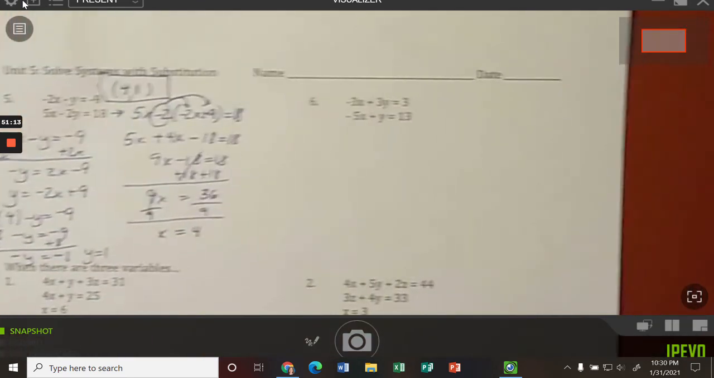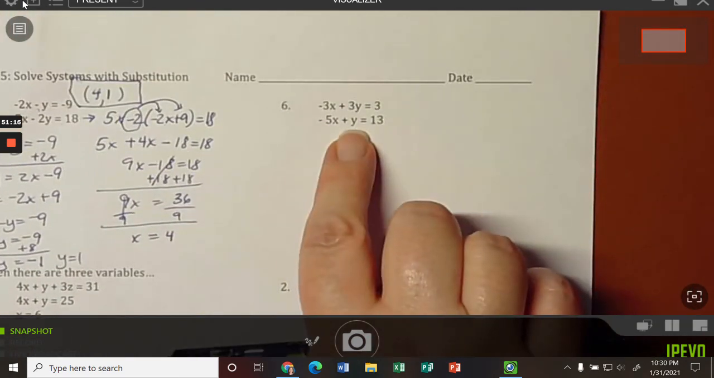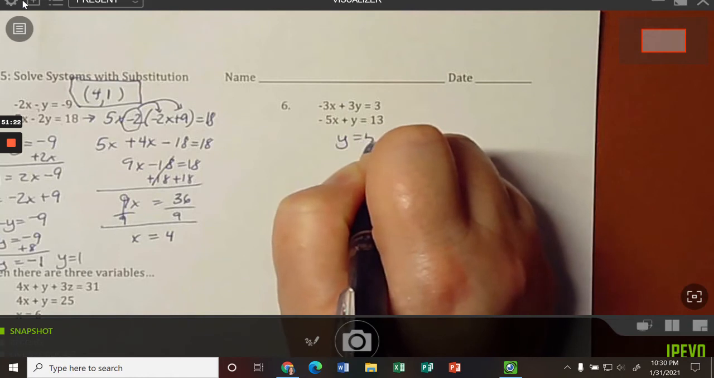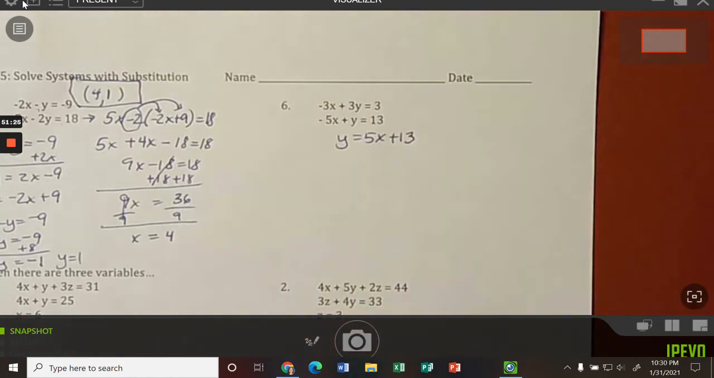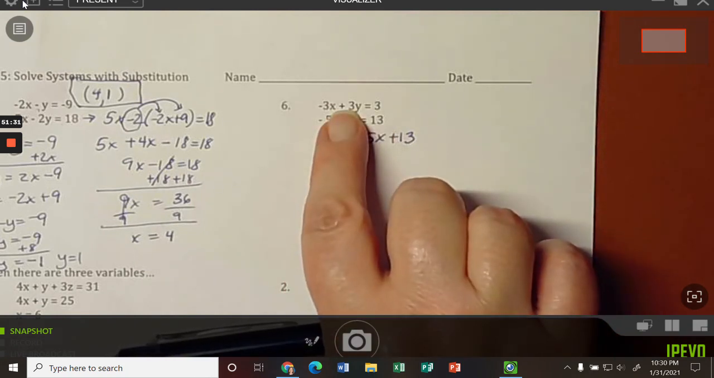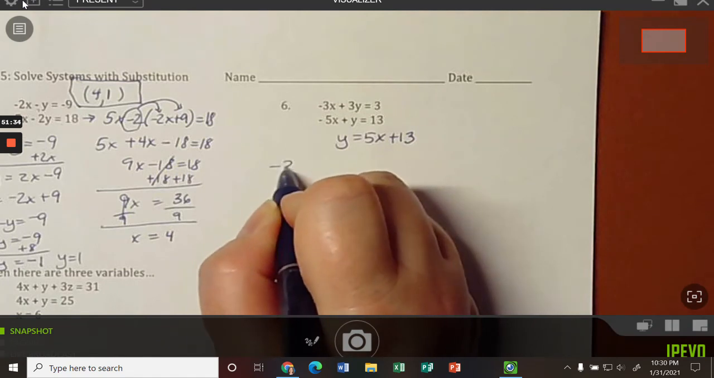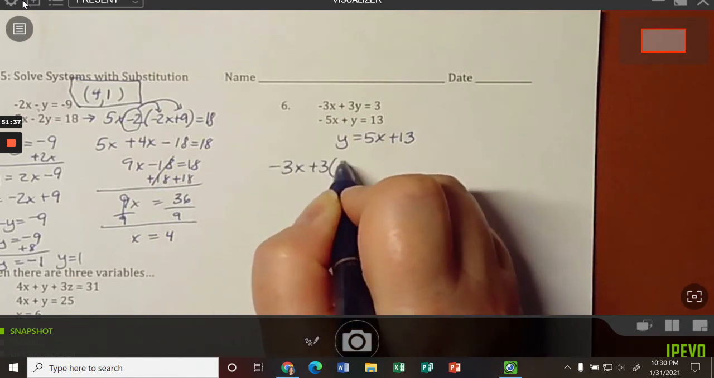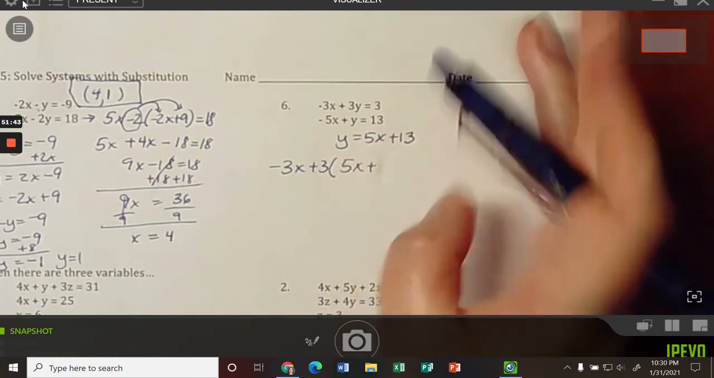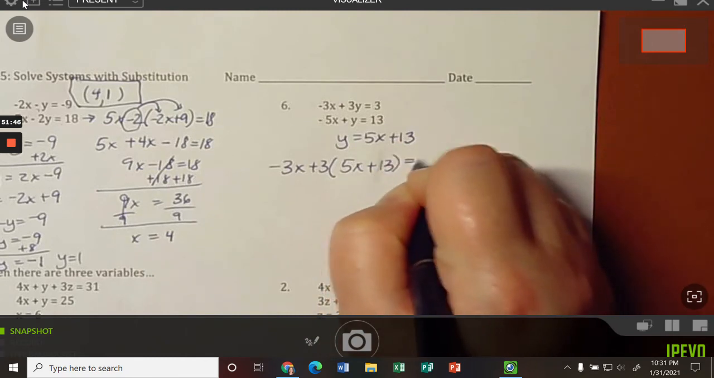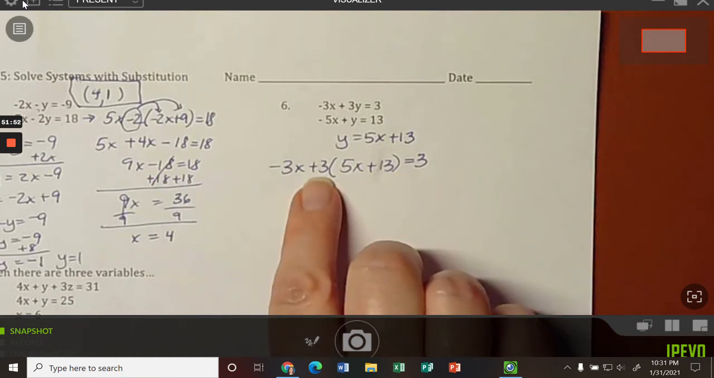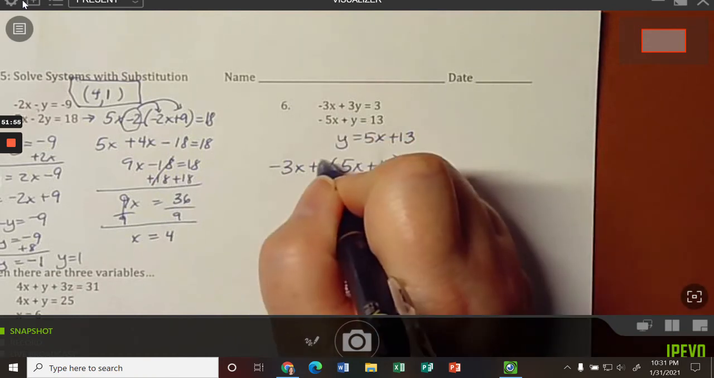Number 6. I would isolate this bottom y because it already has a coefficient of 1. So we'll add 5x to each side. This will give us y equals 5x plus 13. And so then, since I rewrote the bottom equation, I'm going to substitute it into the top equation. So negative 3x plus 3 times the quantity 5x plus 13 equals 3.